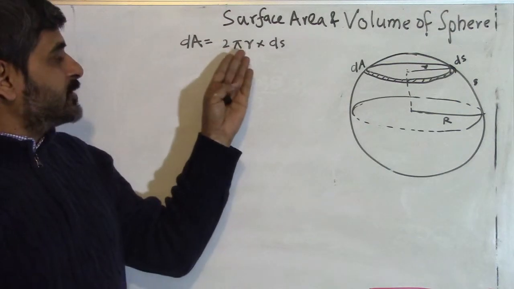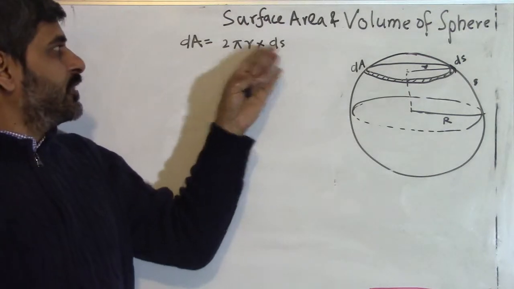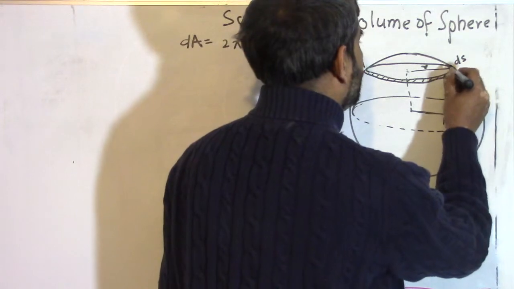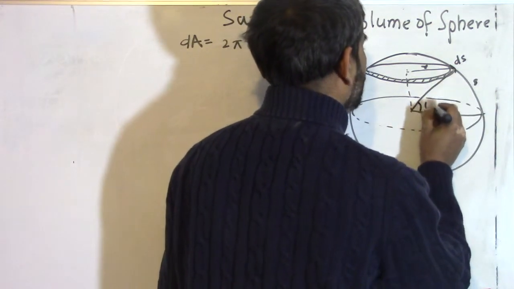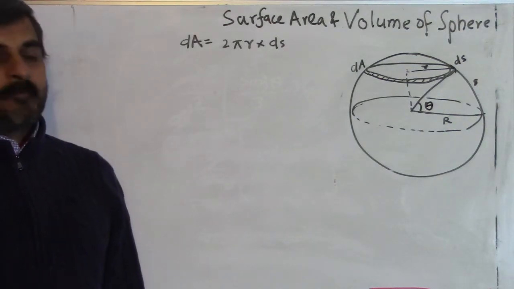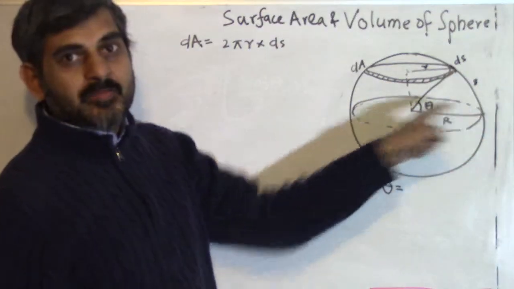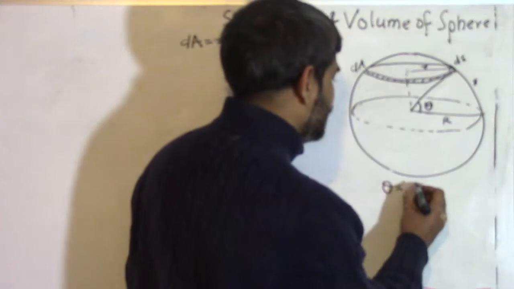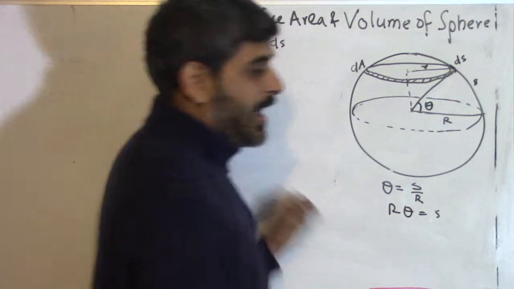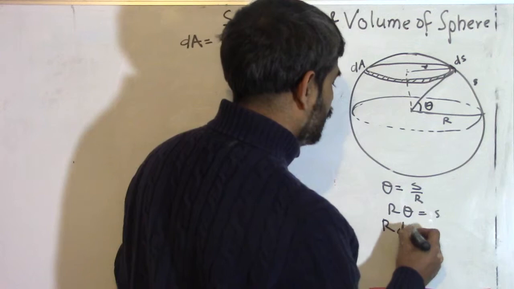So we need to express r and s in one single variable. We cannot have two variables; the constants are fine. It will be better if we join this line and introduce a new variable theta. How do we define theta? Theta is this arc divided by this radius, or S divided by R. We can write R theta is equal to S, and if we differentiate this, we get R d theta is equal to ds.